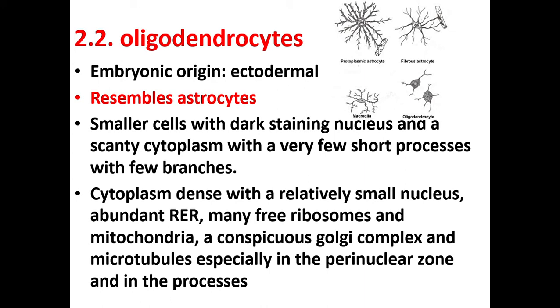The cytoplasm is dense with a relatively small nucleus, abundant rough endoplasmic reticulum, many free ribosomes and mitochondria, and a conspicuous Golgi complex or Golgi bodies, and microtubules, especially in the perinuclear zone and in the processes of the cell.